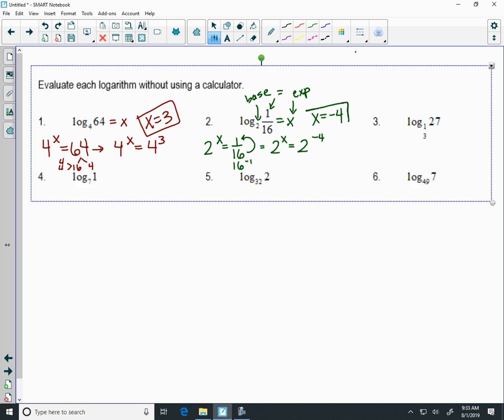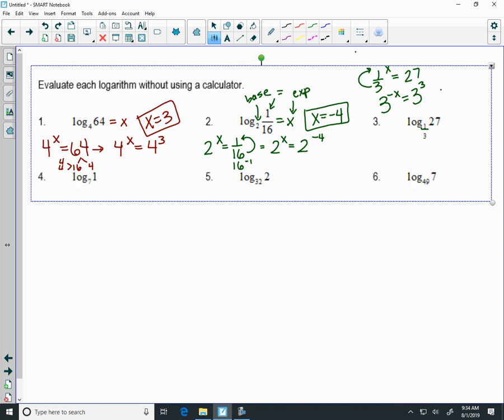You can absolutely check these on your calculator right now. However, your calculator will not be available for this unit test. All right, log base 1/3 of 27. So my base is 1/3. So some exponent equals 27. When I see 1/3 of 27, I know I'm going to want base 3. So I'm going to flip this up. That means I need a negative exponent. 27 is 3 to the 3rd power.